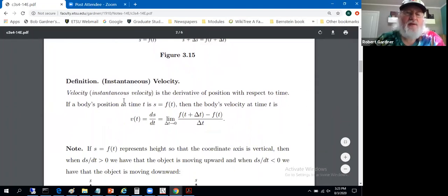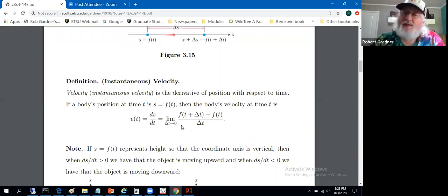Instantaneous velocity, we've practically dealt with this before, is the instantaneous rate of change of position. Velocity, or instantaneous velocity, is the derivative of position with respect to time. We totally set all this stuff up so that we could easily define velocity using derivatives. So if a body's position at time t is given by s equals f of t, then the body's velocity at time t as a function of time is v of t, the derivative of position with respect to time. Here it is written in terms of a limit.